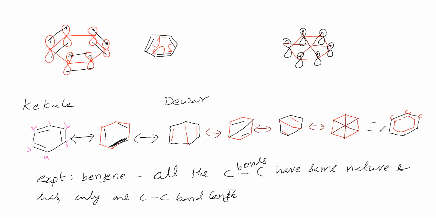Therefore, this structure is explaining the experimental fact about benzene. Therefore, it is called a resonance hybrid. These are called resonance structures.